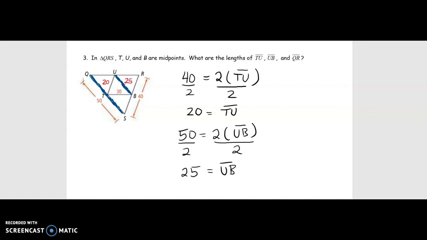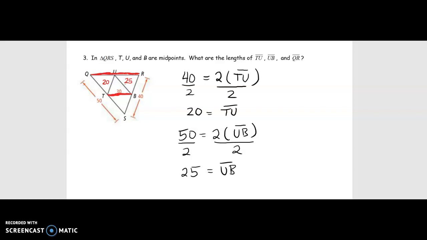And now we have to go ahead and find QR. QR is our longest side here. So we need to find the side that's parallel to it, which is TB. Now even though we don't have what QR is, we know that two chunks of TB will make up QR. So we can set up our problem like this over here.